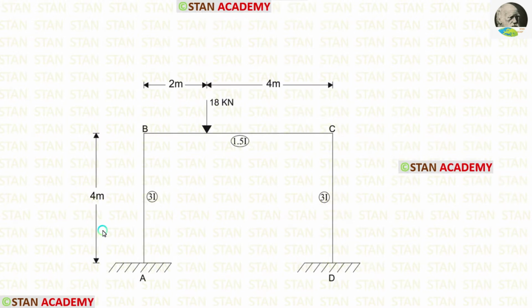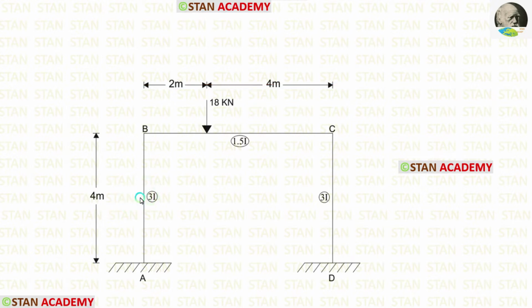In this frame, there are two columns, column AB and column DC. Also, there is a beam BC. In the columns, there are no loads. In the beam BC, there is an eccentric point load 18 kN acting at a distance of 2 meter from the point B. The length of the columns is 4 meter. Length of the beam BC is 6 meter.